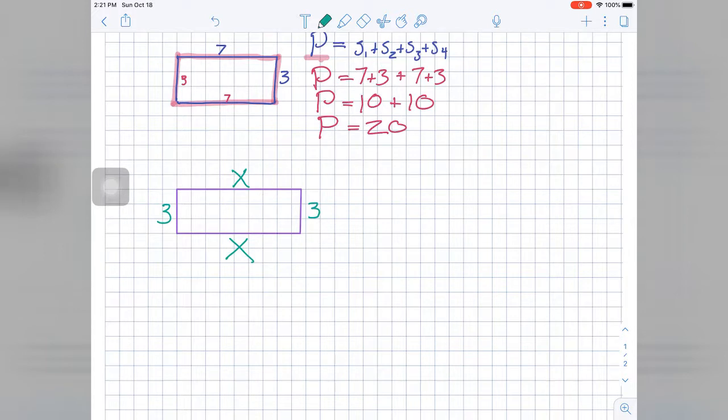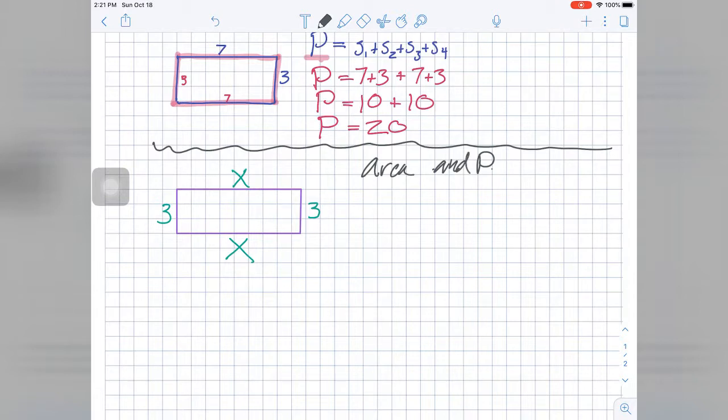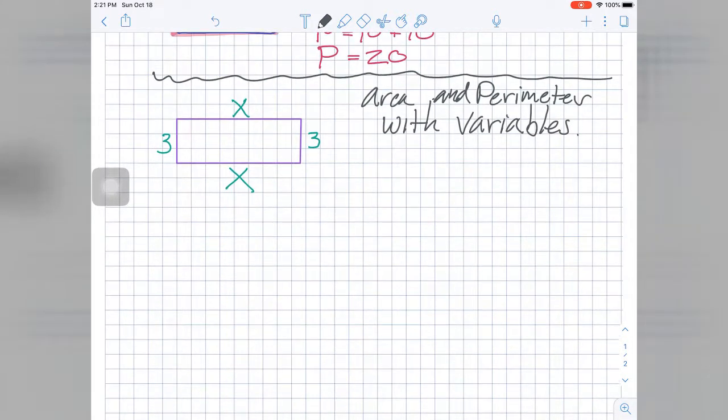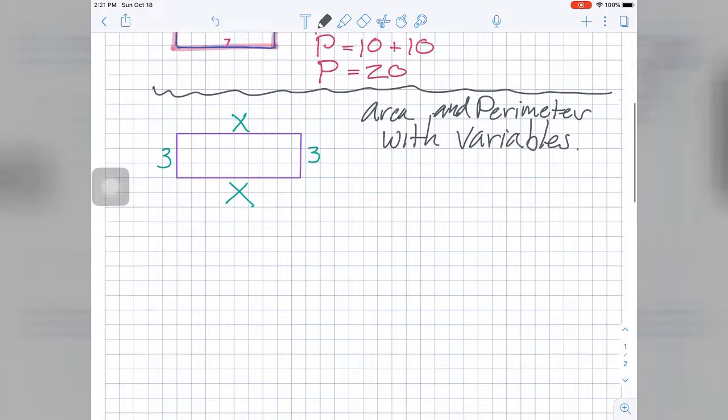So the question is, how do I figure out the perimeter and the area for this rectangle? I'm going to draw a line here to separate these while you think about that for a minute. How am I going to do that? This is area and perimeter with variables. The reason we're going over this is that we're about to start doing this a lot with algebra tiles, and I want it to just make sense.